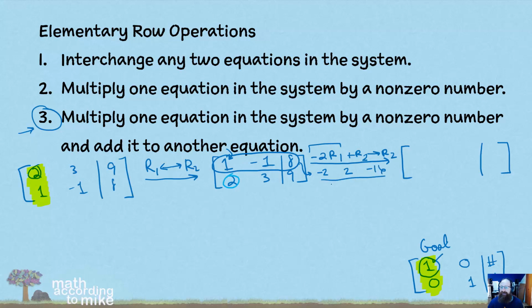Now we take these three numbers, which is this guy right here, and we're going to add it to row 2. So 2 plus -2 makes 0. 3 plus 2 makes 5. And I'll draw a triangle. 9 and -16 makes -7.